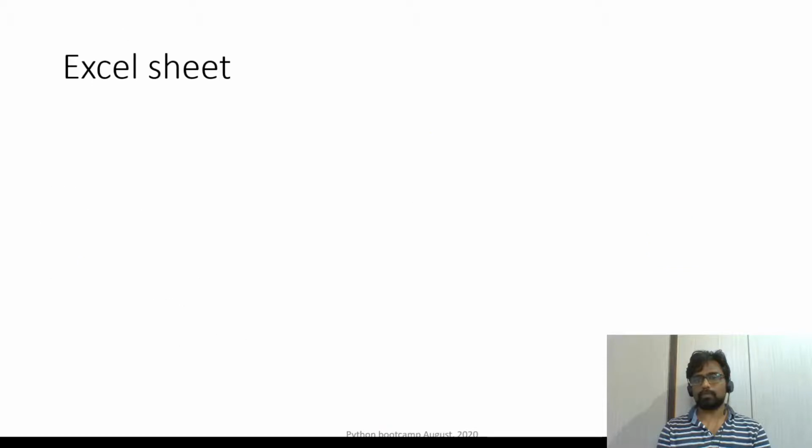How did we hack? We understood that Excel sheet is a bigger object, and it's a file object, and inside the file object we can have Excel workbook, and inside the workbook we have the sheet, and inside the sheet we have rows and columns, and then we try to put in the data.